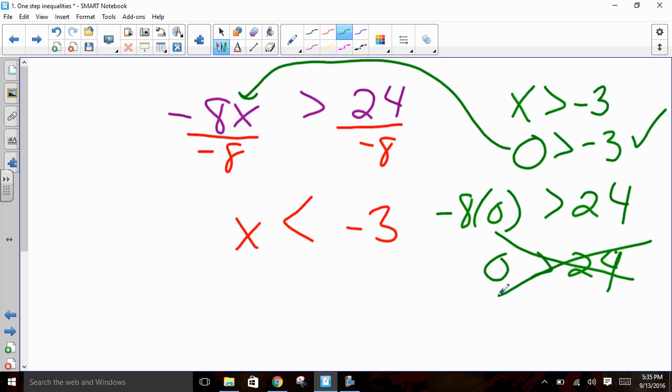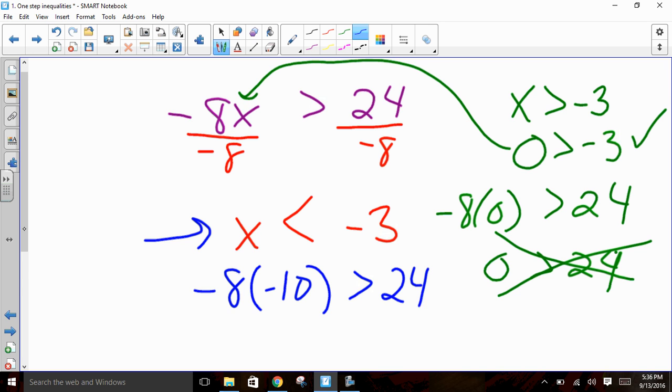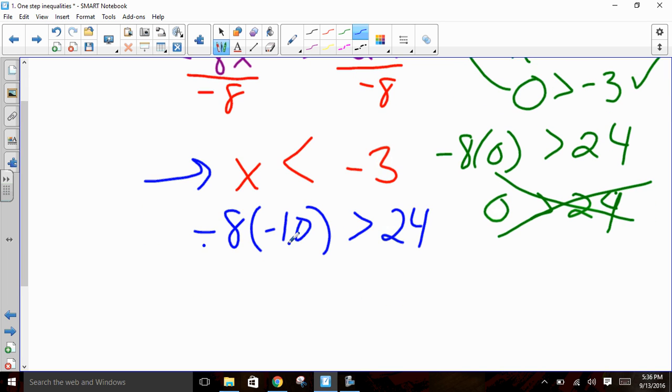When you end up multiplying or dividing by a negative sign, you switch the location you want your answer to be in now. So if we take a look at the actual answer when we flipped it correctly, let's find a value that is smaller than negative 3. Let's try negative 10. So if I took negative 8 times negative 10, will that value be greater than 24? Negative 8 times negative 10 gives me a positive 80. Is 80 greater than 24?